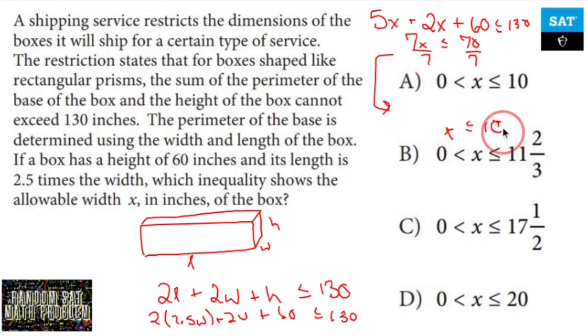Now, they're giving me an in-between because you can't have negative measurements. So at the end of the day, what I have is my X, which is my width, has got to be 10 inches or smaller, but also bigger than 0. So the answer is A. Kind of weird. Didn't like it, but we figured it out the way that I did it, so it works. Very sloppy. Don't like that.